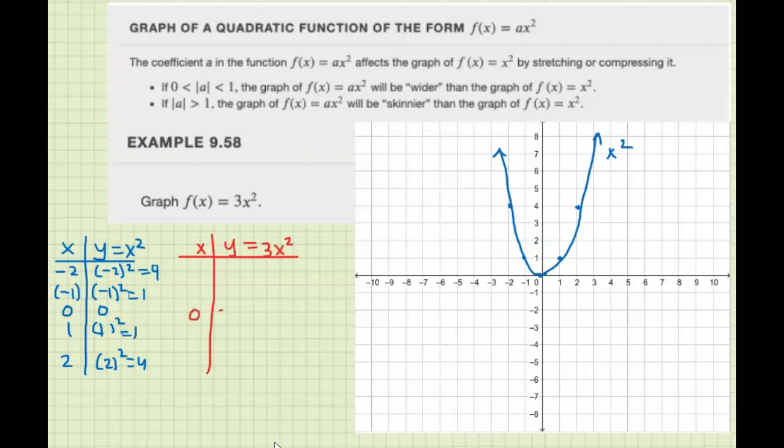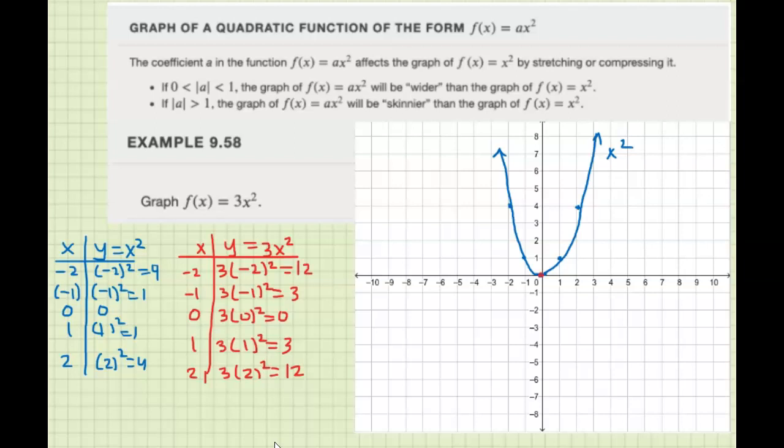So 0 is going to be 3 times 0 squared, which is 0. 1 is going to be 3 times 1 squared, which is 3. 2 is going to be 3 times 2 squared. 3 times 4 is 12. Negative 1: 3 times negative 1 squared. 3 times 1 is 3. And for negative 2, 3 times negative 2 squared is 3 times 4, which is 12.